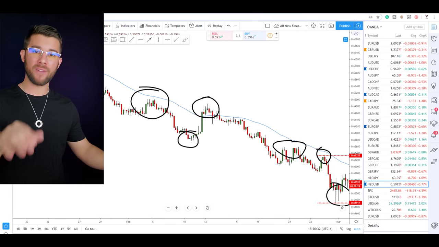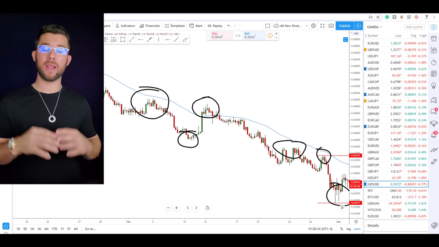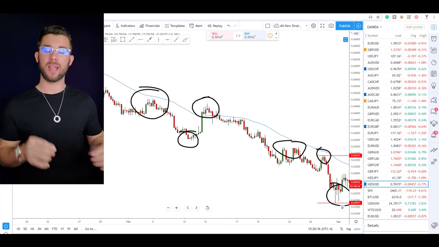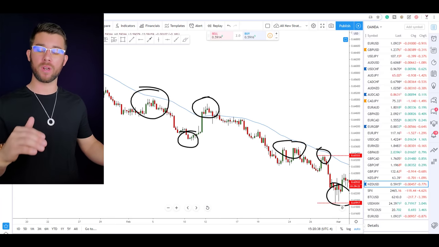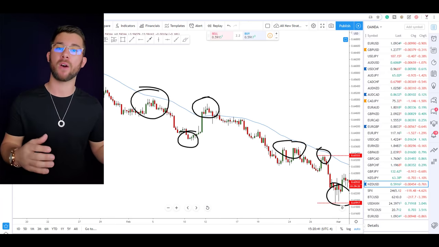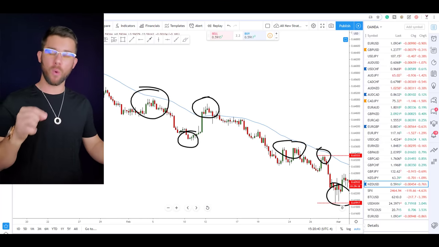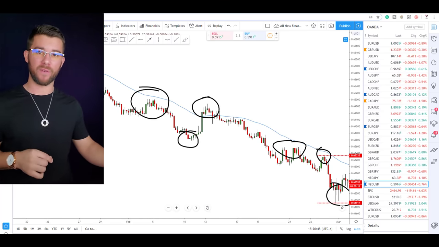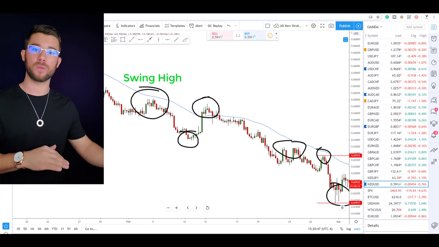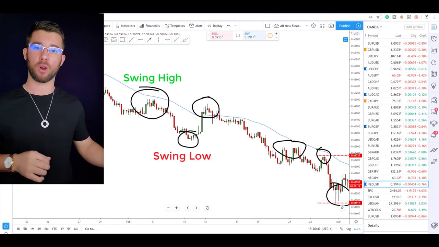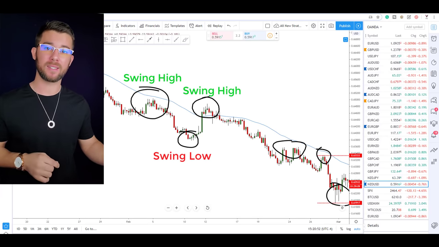If you have ever or ever planned to trade based around price action, and what I mean by that is based around support or resistance levels, or based around a trending market, then your ability to correctly identify swing highs and swing lows is going to be the most important part to your trading success.